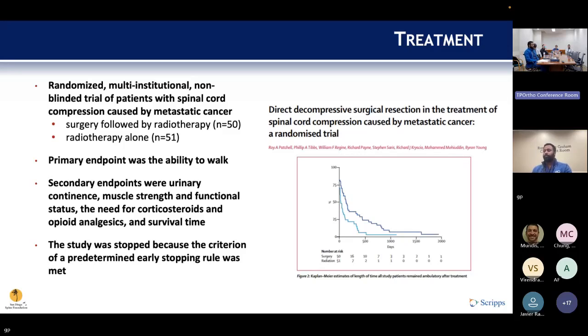They had significantly more patients in the surgery group that were able to walk after treatment. They retained the ability to walk longer. And 32 of the patients entered the study unable to walk, and if you look at these, significantly more of them regained the ability to walk with surgical intervention as compared to radiotherapy alone. So this was the study that showed that direct decompressive surgery plus postoperative radiotherapy was superior to radiotherapy alone.